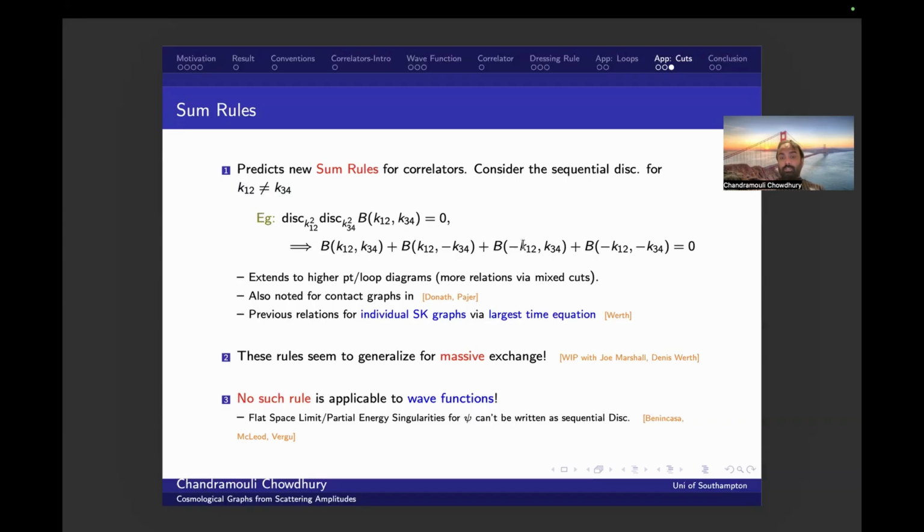And these I think are also very general, which I'm not going to discuss now. But what is super nice is these are new consistency conditions for the in-in correlator and not satisfied by wave function coefficients, and hence it tells us something new.